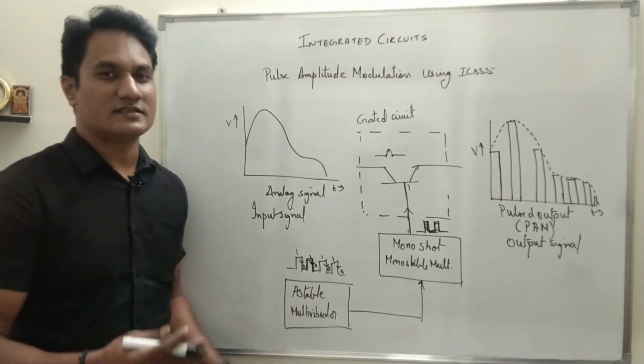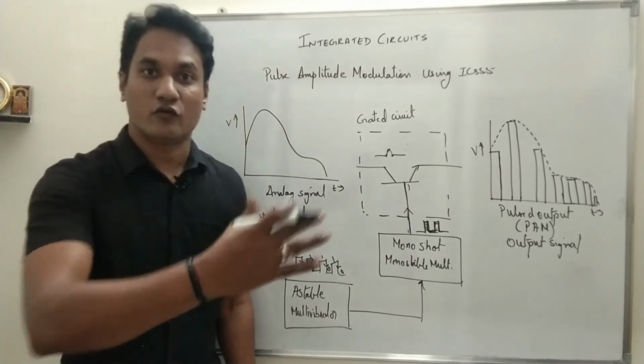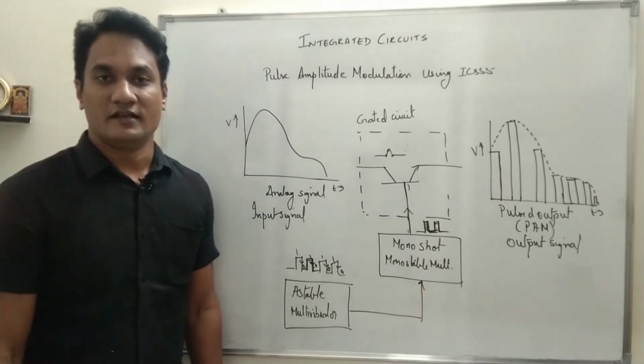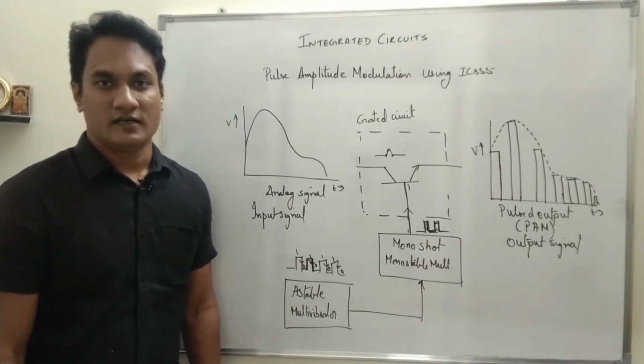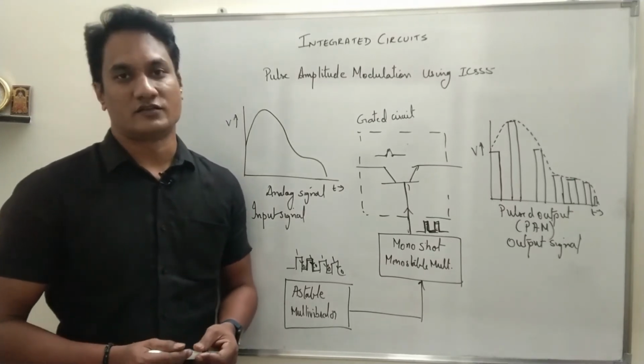Okay, so this is an example where you are converting an analog signal into digital before transmitting the signal into the medium. Okay, so this is all about pulse amplitude modulation. I hope you have understood.